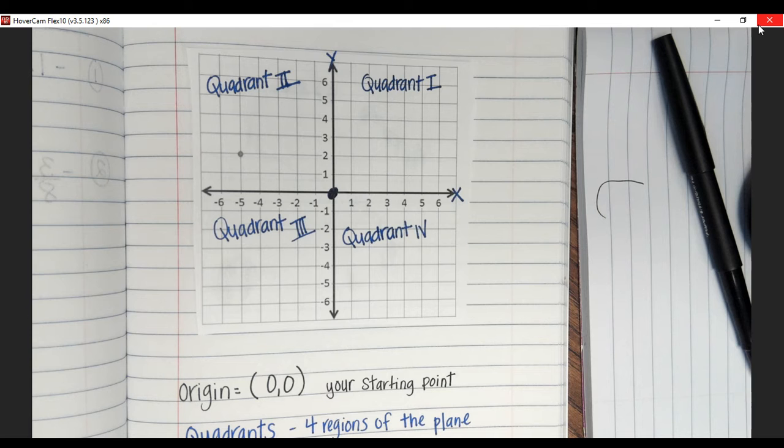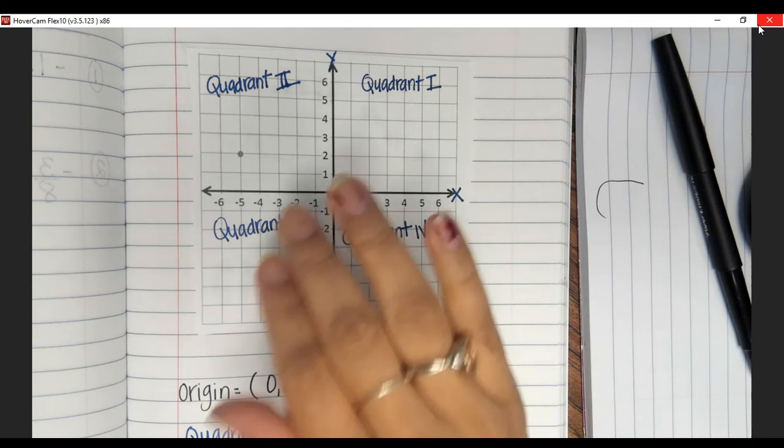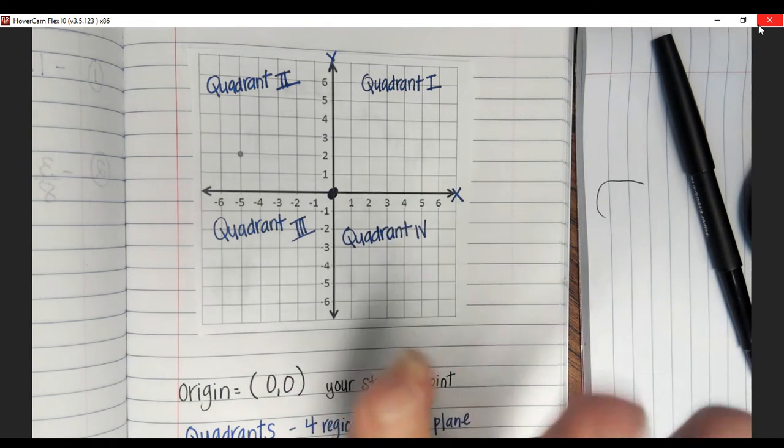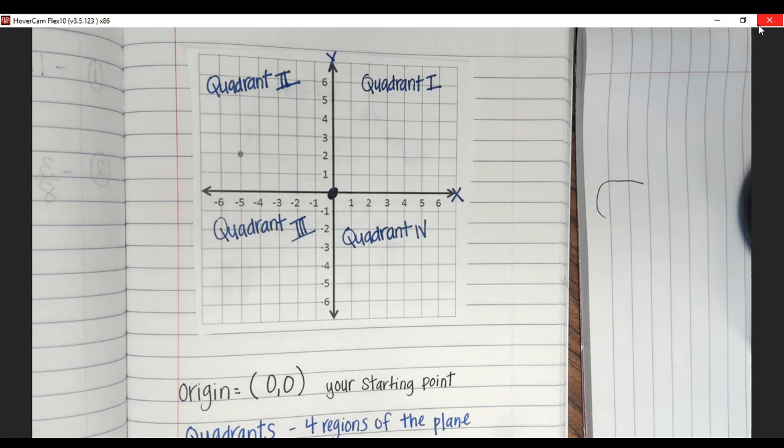But that's really how I think you can best practice with coordinates, if you actually draw them and do it that way. That's the only thing. I was hoping you guys would have your books by then, but it's okay. We're going to make it work.